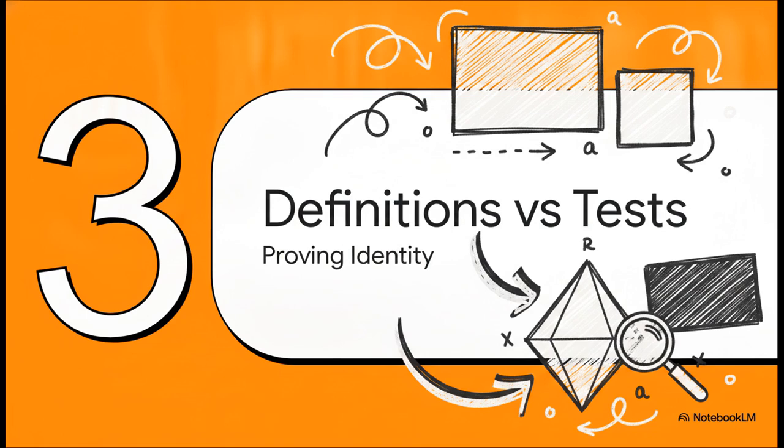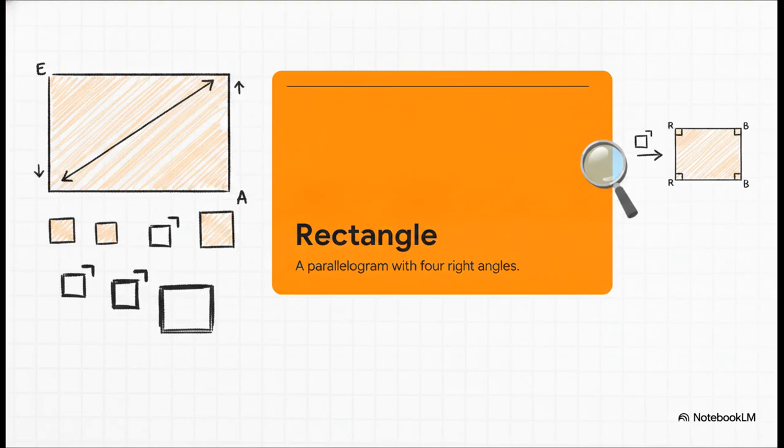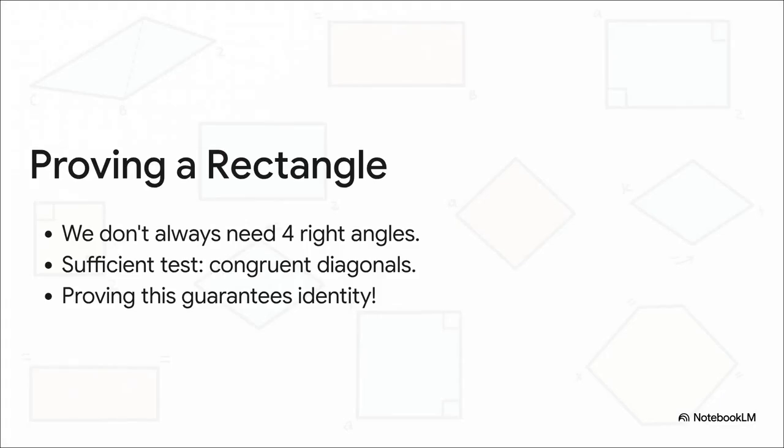Section 3. Definitions versus sufficient tests, where we talk about proving identity. Let's start with our baseline definition. A rectangle is a parallelogram that features 4 90-degree right angles. That is its absolute purest, most fundamental definition. But here's where it gets really fun. We don't actually always need to find all 4 right angles to prove a shape is a rectangle. Instead, we can use what's called a sufficient test.